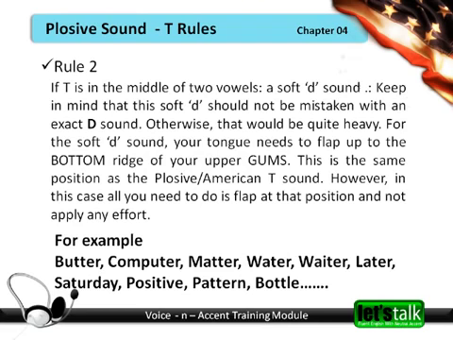For the soft D sound, your tongue needs to flap up to the bottom ridge of your upper gums. This is the same position as the plosive or American T sound. However, in this case all you need to do is flap at that position and not apply any effort. For example, butter, computer, matter, water, waiter, later, Saturday, positive, pattern, bottle.